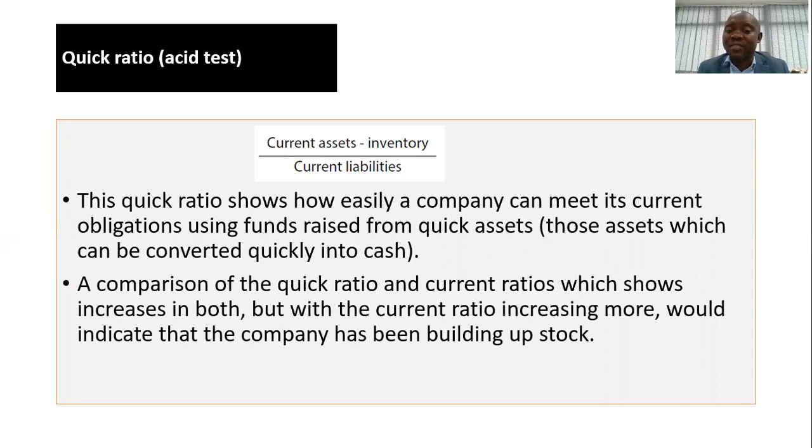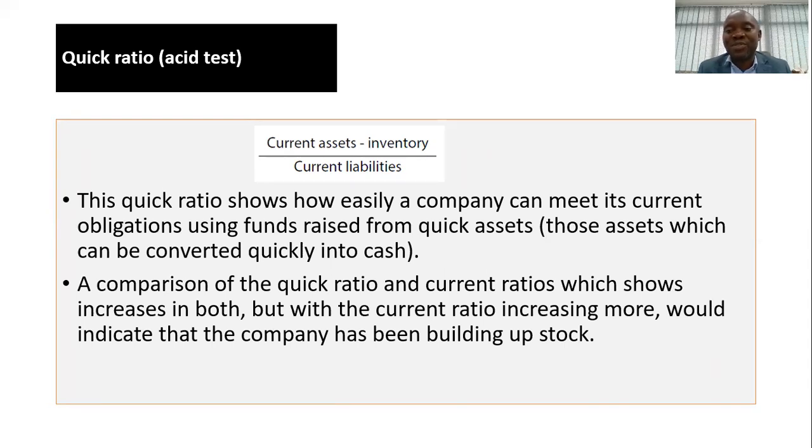So a comparison of the quick ratio and current ratio, which shows an increase in both, but with the current ratio increasing more, would indicate that the company has been building up stock. Because then you are seeing the missing link is the inventory. So if you see that, then it could be the possibility that the company is increasing its inventory.